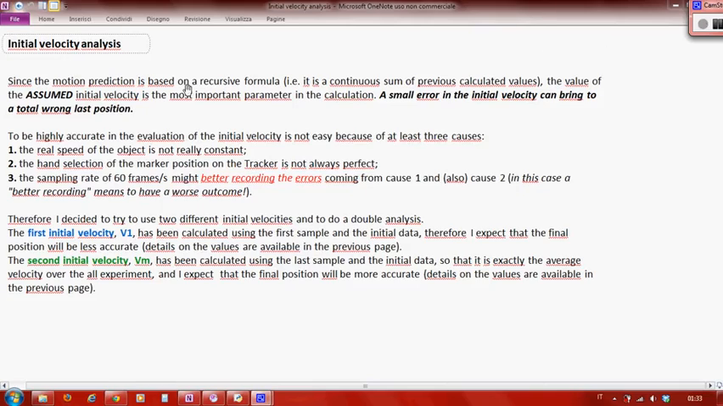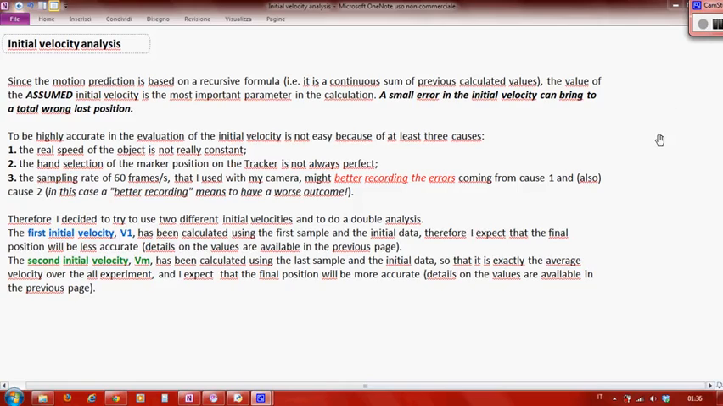It is important because we are using a recursive formula in our computer model, so a small error in the initial velocity can lead to a totally wrong last position. The problem is that being highly accurate in the evaluation of the initial velocity is not easy, because of at least three causes. First of all, the real speed of the object is not really constant. Secondly, the selection of the marker position on the tracker is not always perfect. And third, the sampling rate of 60 frames per second that I used with my camera might amplify the errors coming from cause 1 and cause 2.